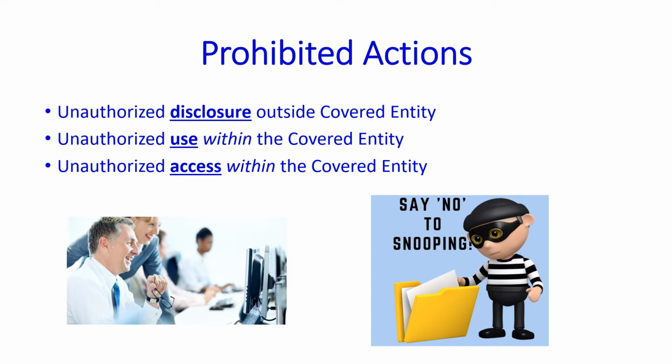What types of activities can result in a HIPAA breach? Typically, actions that fall into one of the three listed categories. Unauthorized disclosure outside the covered entity. This means sharing the patient's PHI with an outside person or entity who is not entitled to hear or have the patient's PHI, or sending the electronic PHI to a business associate with whom we have no written business associate agreement. Unauthorized use can also occur within the covered entity.